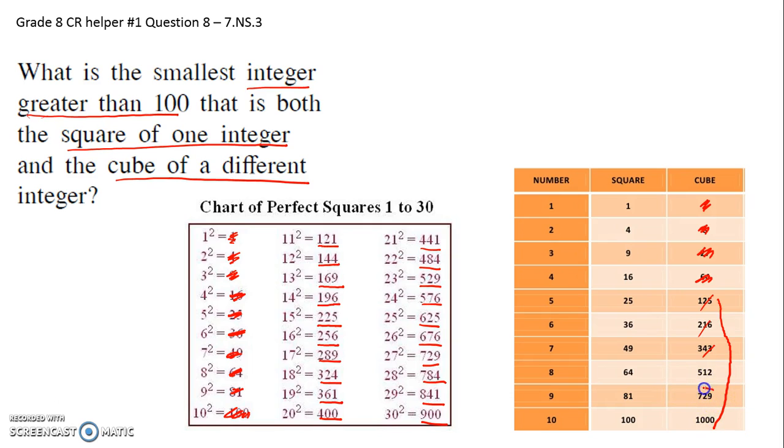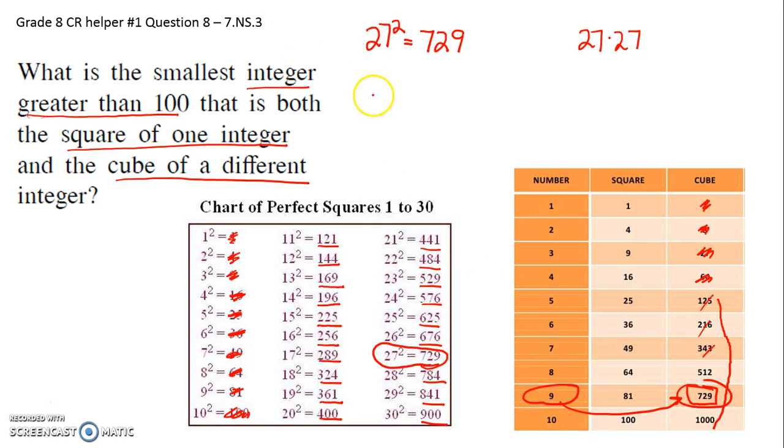So then I move on to 729. And I start scanning this list. Is there a number 729? Oh, yay! 729 is the square of one number and the cube of another. 27 squared is 729. So I did 27 times 27. That would give me 729. And also 9 to the third power is 729. 9 times 9 is 81, times 9 more is 729.